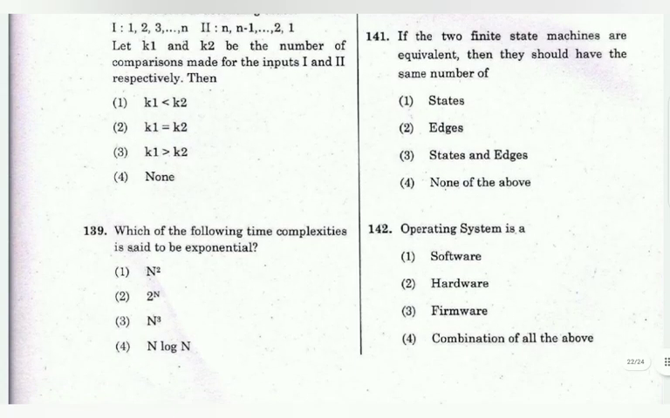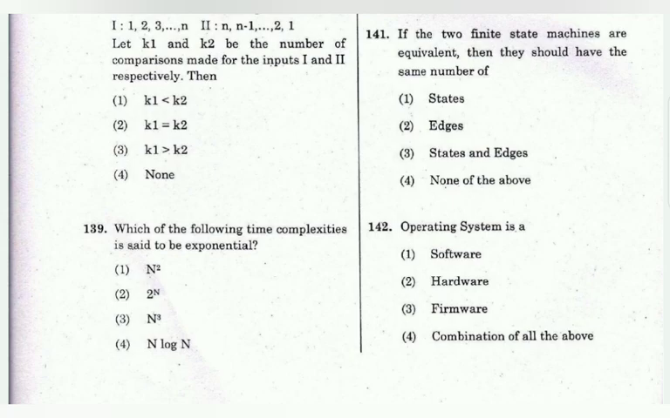Next, OS is a software, hardware or firmware. So operating system consists of software, system programs, kernel services, and hardware management, that is CPU scheduling, memory management, and firmware interactions also, that is bootloader, drivers, etc. Since OS involves all these components, the correct answer is option 4, all of the above.